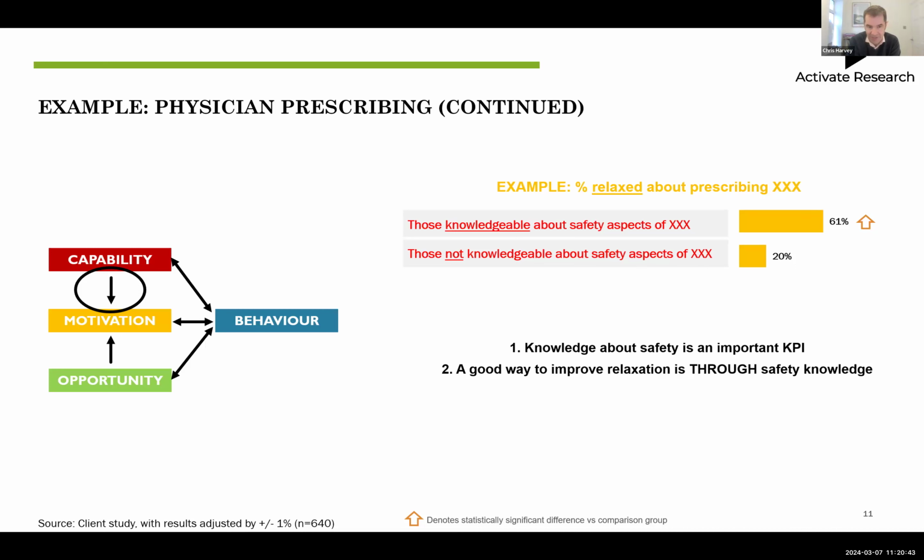So again, this chart is basically telling us that the greater the safety knowledge, the more likely people are to be relaxed about prescribing it. So we want to increase relaxation and behaviour towards the product. Increasing people's knowledge of safety aspects would be a very good way to go.